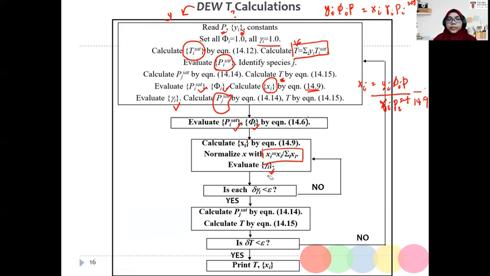Finally, we may evaluate the activity coefficient. If the difference in the activity coefficient is less than the tolerance, we may calculate the saturation pressure and also the temperature. And then after that, we may recalculate the difference of the temperature by defining its tolerance. If the difference is lower than the tolerance, we may finalize the temperature and also the composition in the liquid.